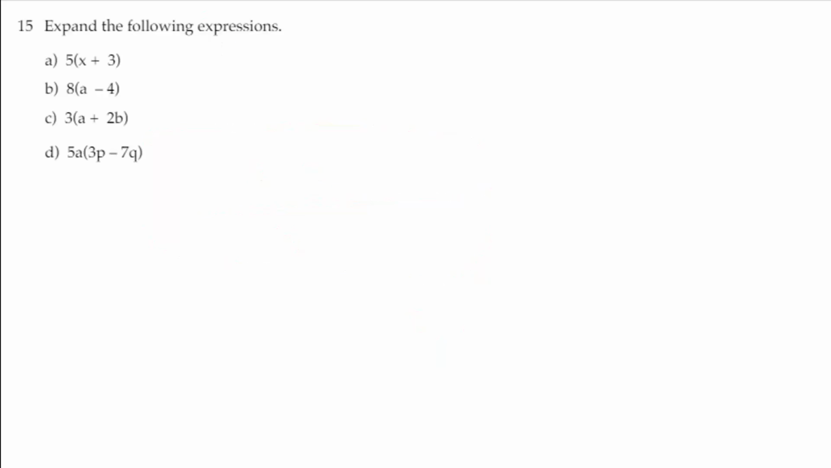Moving on, number 15. This is our last one. It just has 4 parts, but that's right. Expand the following expressions. Okay, A. Anything just outside the bracket has, of course, been multiplied by everything inside the bracket. So 5 times x plus 3 is the same as 5 times x plus 5 times 3. So what we have is 5 times x, we just don't write the multiplication symbol, plus 5 times 3. Well, 3 5s are 15, and there's our answer, 5x plus 15.